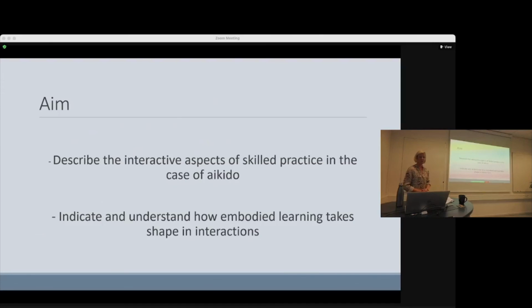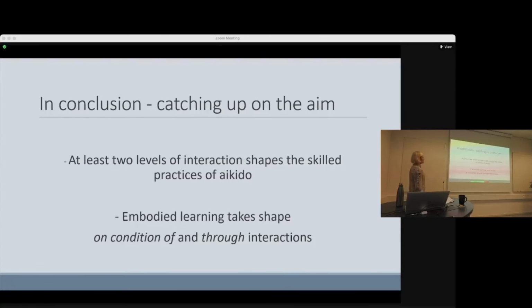Okay, finishing up. These were the aims. Let's just jump to this one. Conclusion: at least two levels of interaction shape the skilled practice of aikido. That was what I started presenting. Embodied learning takes shape in interactions, yes, on condition of, and through the interactions.